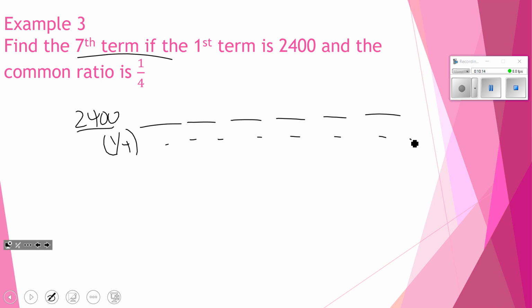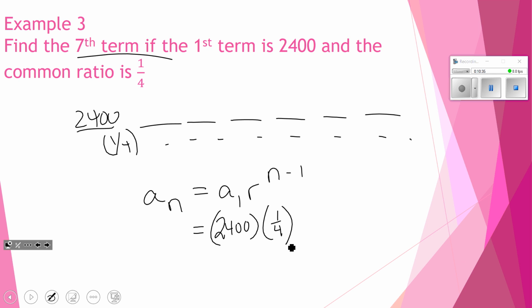I do want to make sure you can use the formula correctly, so that's the way we're going to roll with it. A sub n is equal to a sub 1 times your common ratio raised to the n minus 1. We know our first term is 2400. We know that the common ratio is a fourth, and we are looking for the seventh term, so we're searching for a sub 7. That's going to make n 7 minus 1.